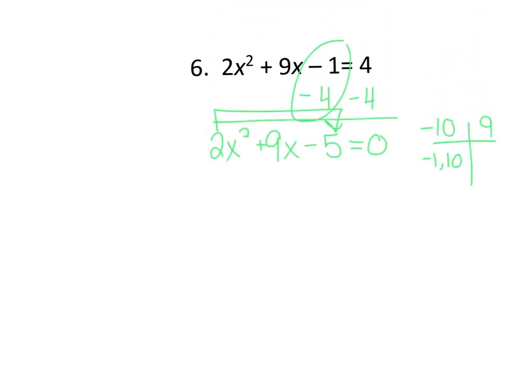Go ahead and pause the video, factor this, set each factor equal to 0, and then check your answer against mine. Okay, the two answers that you should have gotten is that x is equal to 1/2 or -5.